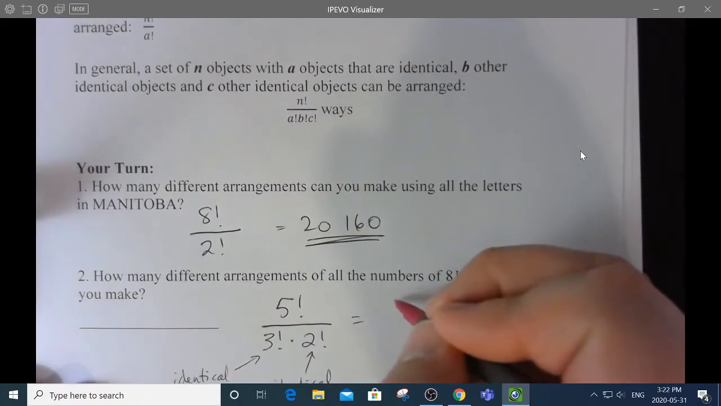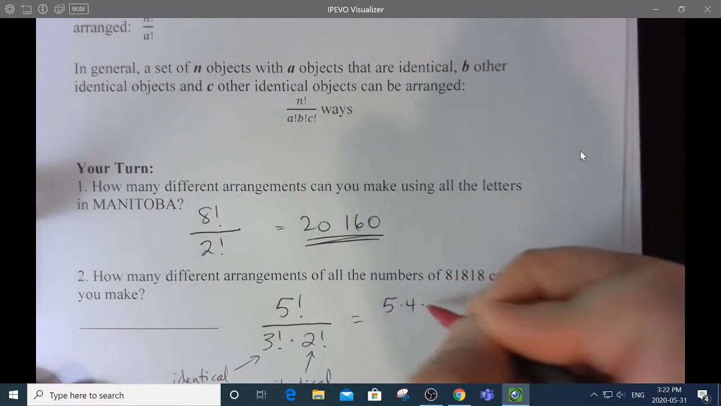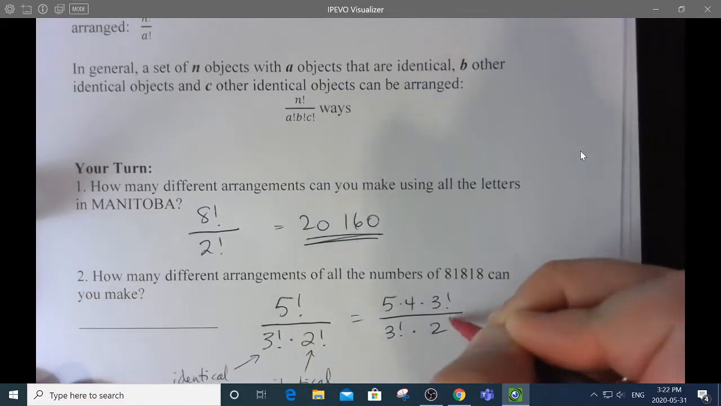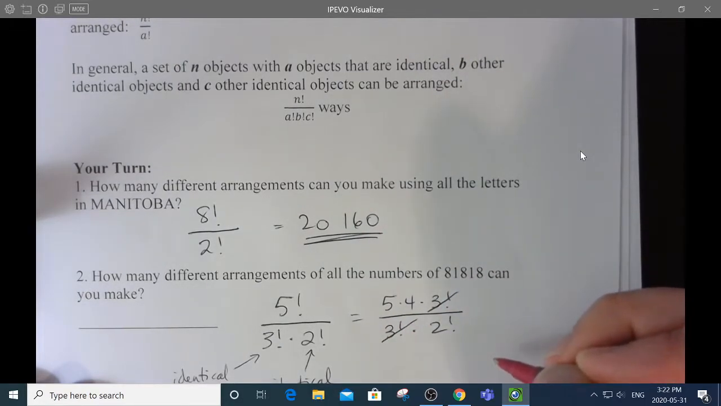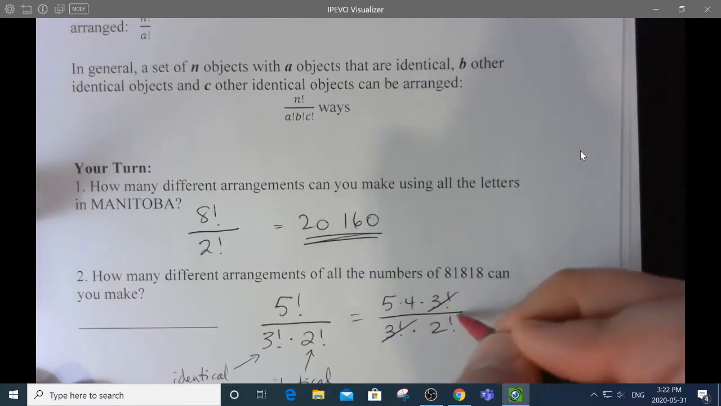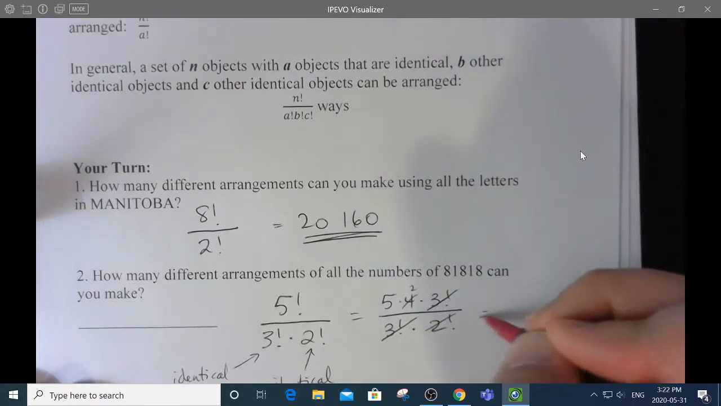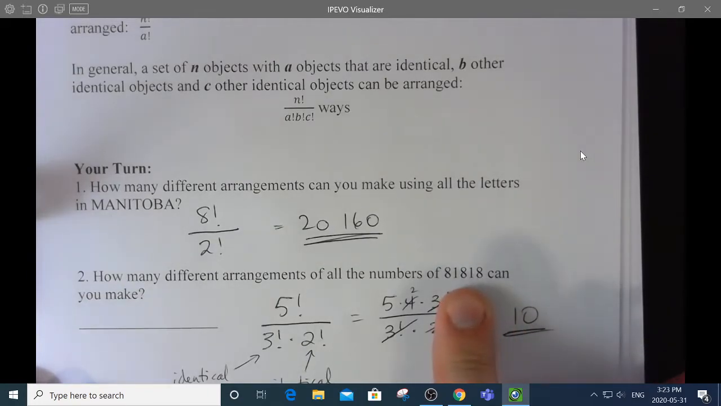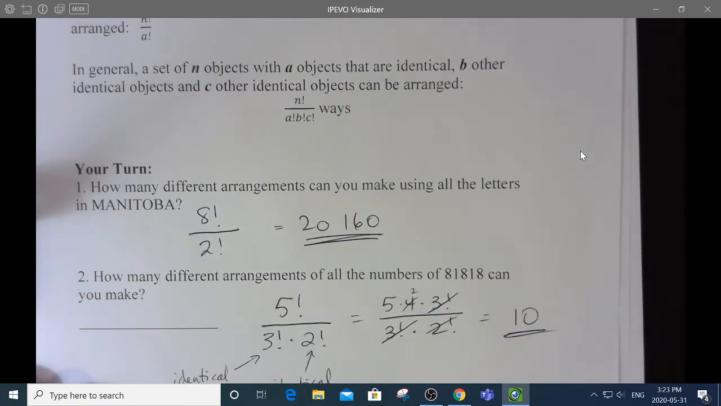This one I think I can do without my calculator. That's going to be 5 times 4 times 3 factorial divided by 3 factorial times 2 factorial. Those 3 factorials cancel. 2 factorial is just 2. 2 goes into 4 twice, so my answer is 10. Notice that the number of ways I could actually arrange 5 things is, what is 5 factorial again? 120. But only 10 of them. There's actually only 10 unique arrangements because of all this repetition.